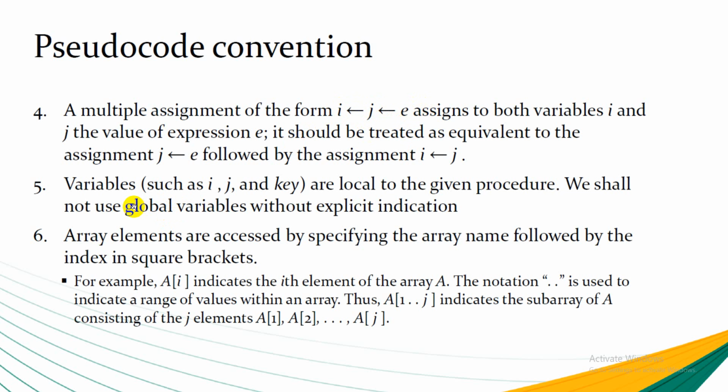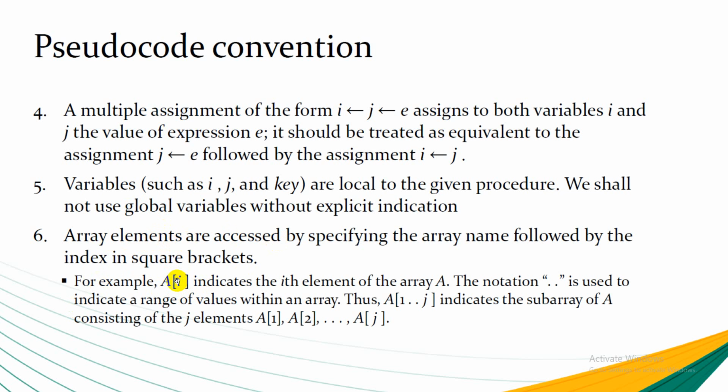Also, we have local variables. Maybe you will not be working a lot with that, but any variable used inside a function will be local to this function. We don't have global variables. The same goes for an array. To address the elements inside an array, you write the name of the array here, and then inside the brackets you give the index.